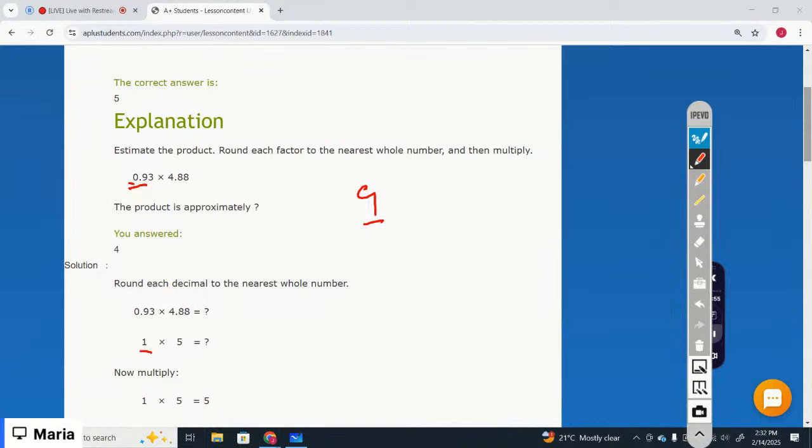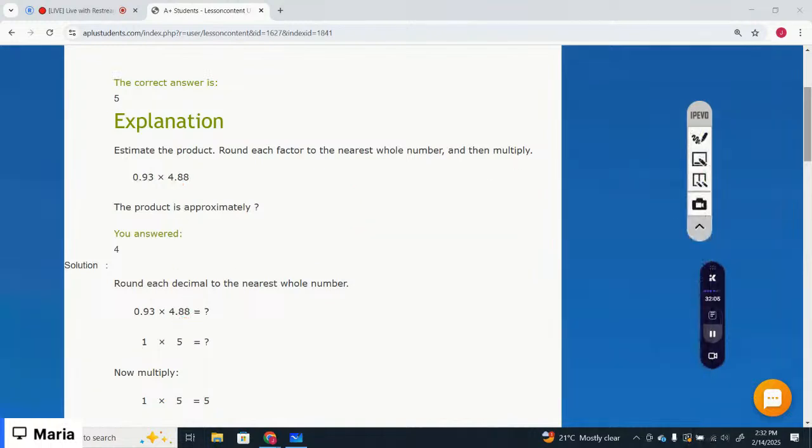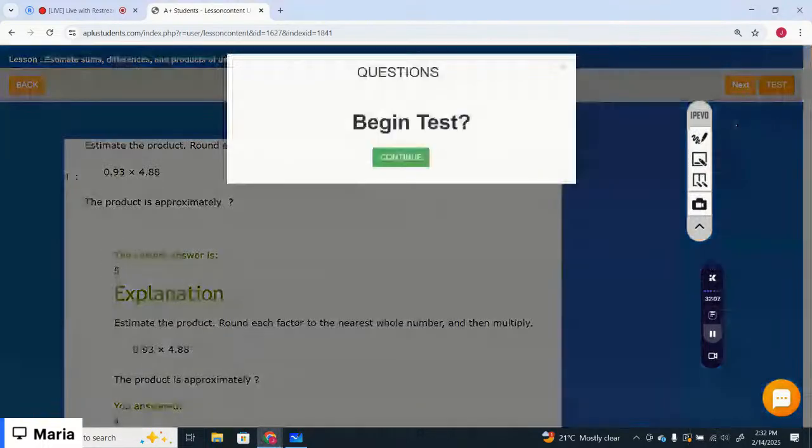So 0.93 is 1. Then you have 4.88. So after the decimal, you have 8. 8 is greater than 5, so it would be rounded off to 5. 5 times 1 makes 5. Let's just start with the test questions.